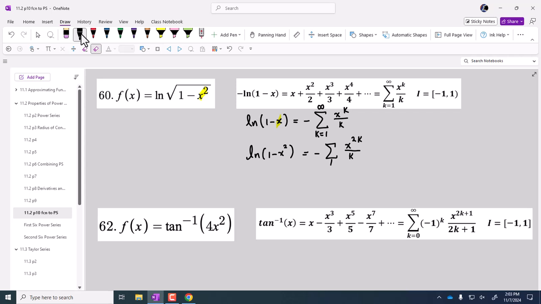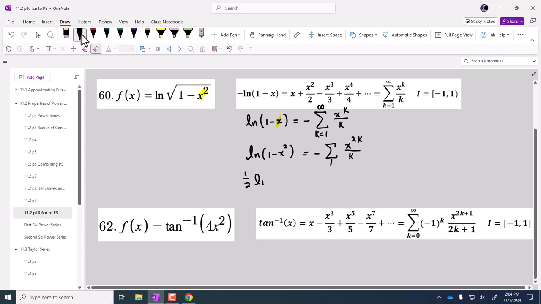No. Multiply both sides by 1/2. Because if we multiply both sides by 1/2 on the log side, it does turn into a square root of 1 minus x squared. So we can't raise both sides to the 1/2 because we don't want a square root of a power series. But if we multiply both sides by 1/2, that's pretty easy. That just turns into a multiplicative constant on the outside. So we have that scenario.